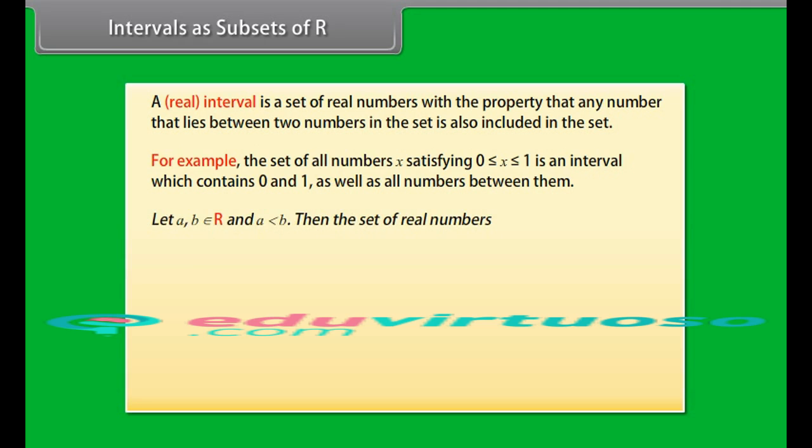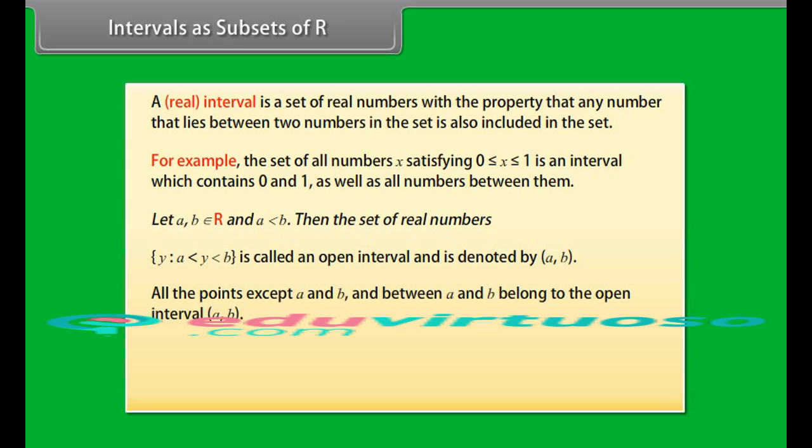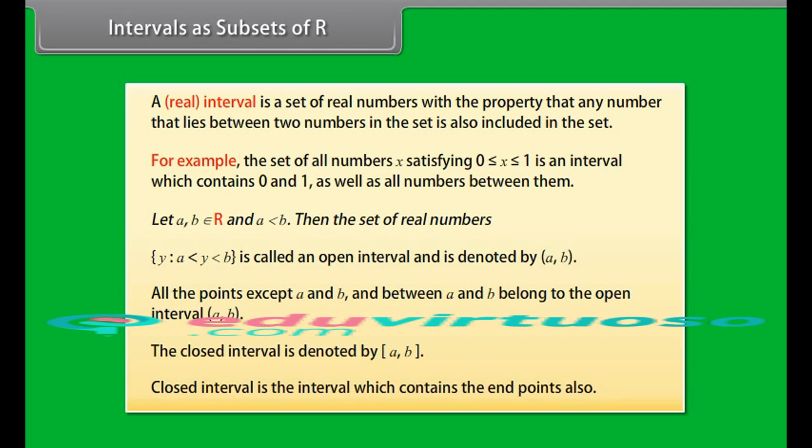Let a, b belong to R and a less than b. Then the set of real numbers y such that a < y < b is called an open interval and is denoted by (a, b). All the points except a and b and between a and b belong to the open interval (a, b). The closed interval is denoted by this symbol. Closed interval is the interval which contains the endpoints also.